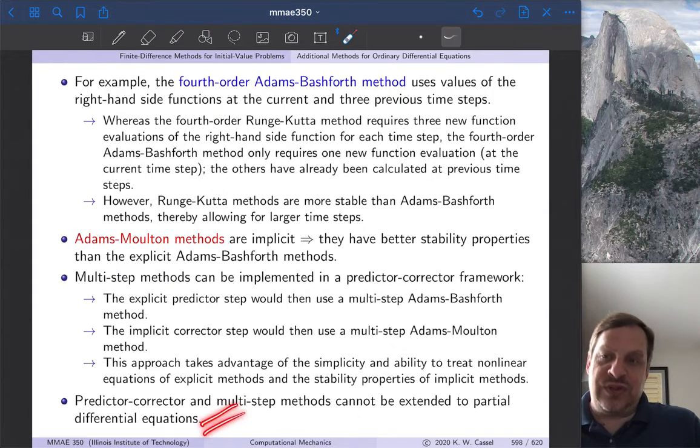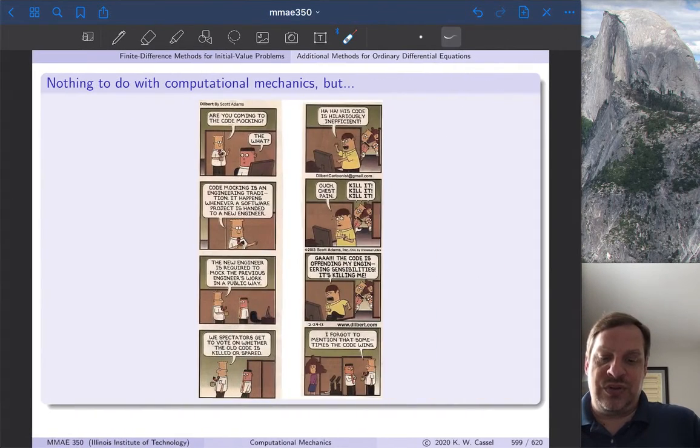Finally, again, these can't be extended to PDEs, which is why I'm not talking about them in any more detail. I just want you to be aware of them. You may hear of them if you look in the literature, or if you're using various methods, particularly Runge-Kutta, and it's very easy. You can just look on Wikipedia to get the details on those.